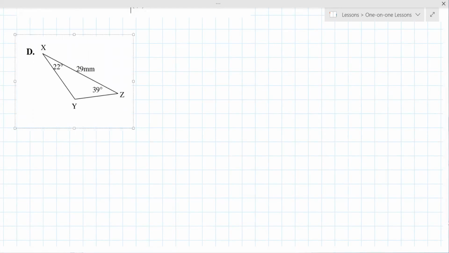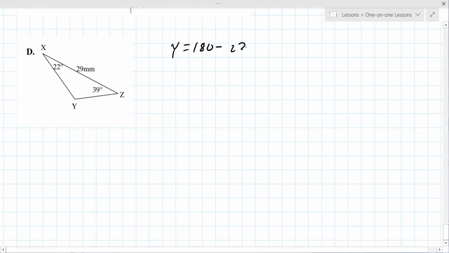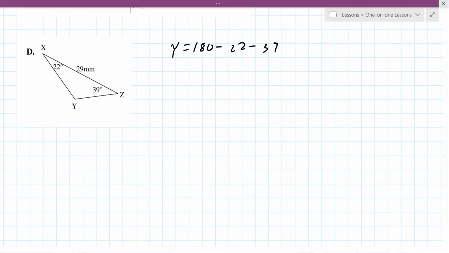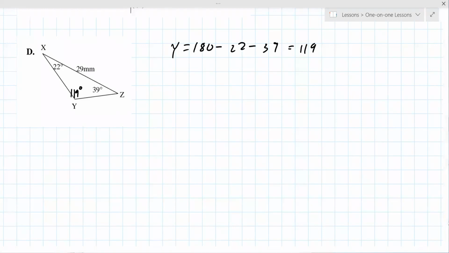All right, so the angle that's missing, we can find right away. Y is 180 minus 22 minus 39, and that value is 119 degrees.